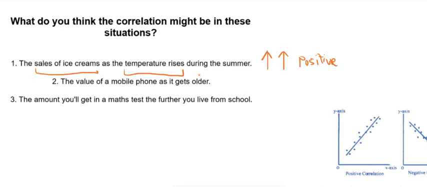So that's positive. Let's look at the second one. The value of a mobile phone as it gets older. As a mobile phone goes up in the years, do you think the value of the mobile phone will get more or will get less? Well, it's always going to get less. The older it gets, the more the price or the value comes down. So as one thing goes up, the other thing goes down. That's an example of negative correlation.